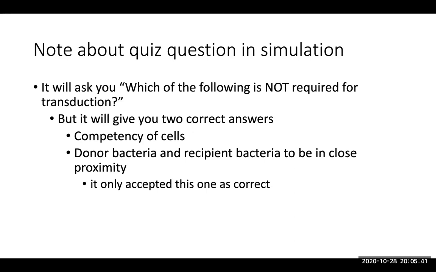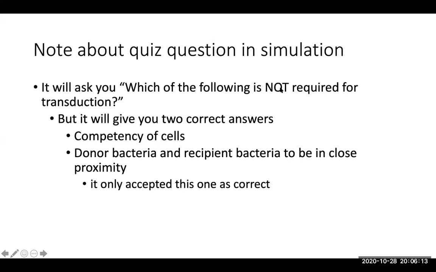Okay, so when you do the simulation, towards the end, there's going to be a quiz question that says something like, which of the following is not required for transduction. I think that's how it was worded. It gave 2 correct options, like it gives you 4 options and 2 of them were correct, but it will only accept 1 of them as being correct. Maybe that won't happen for you when you do it, but that is what I encountered, so I wanted to give you a heads up.